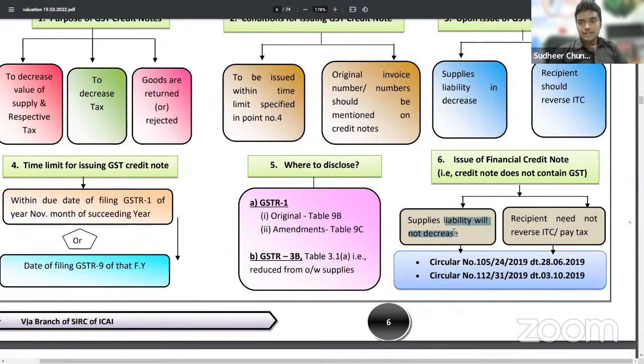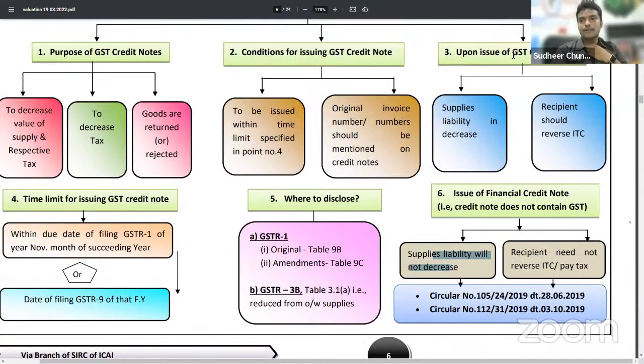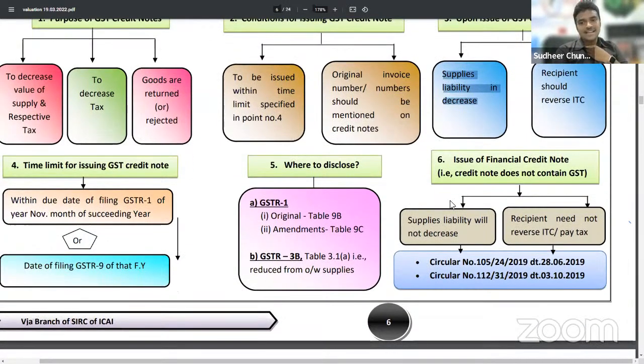When a financial credit note is issued, the supplier's liability will not decrease. When will the supplier's liability reduce? When a GST credit note is issued. Upon issue of a GST credit note, the supplier's liability will decrease. But for a financial credit note, the supplier's liability will not decrease.